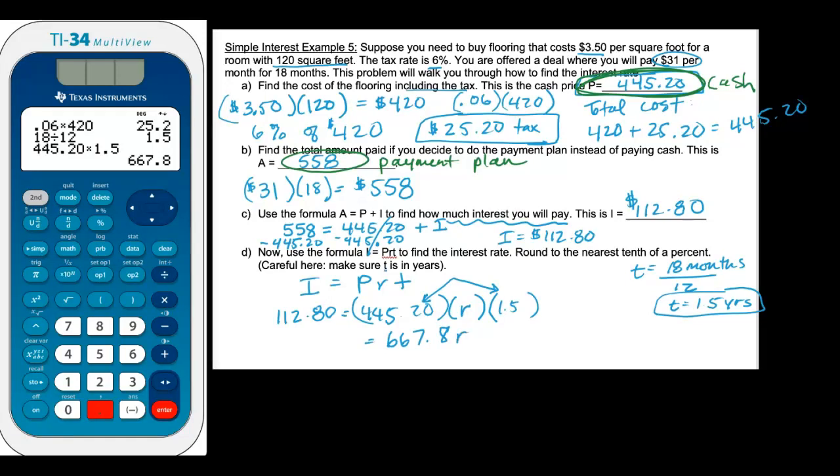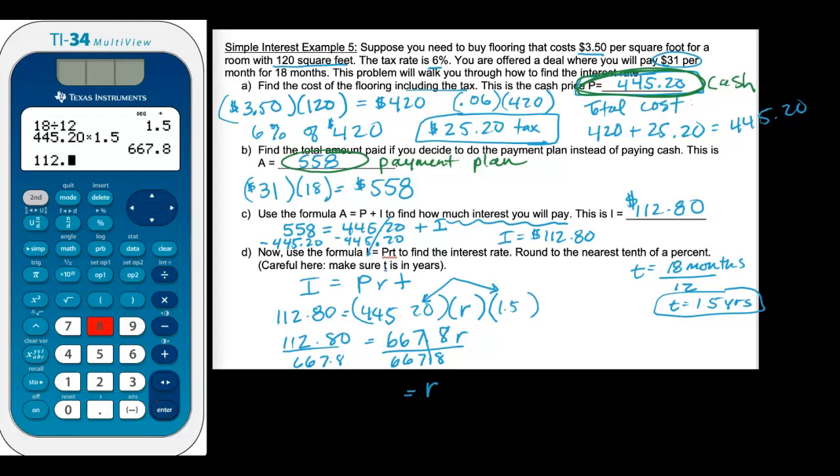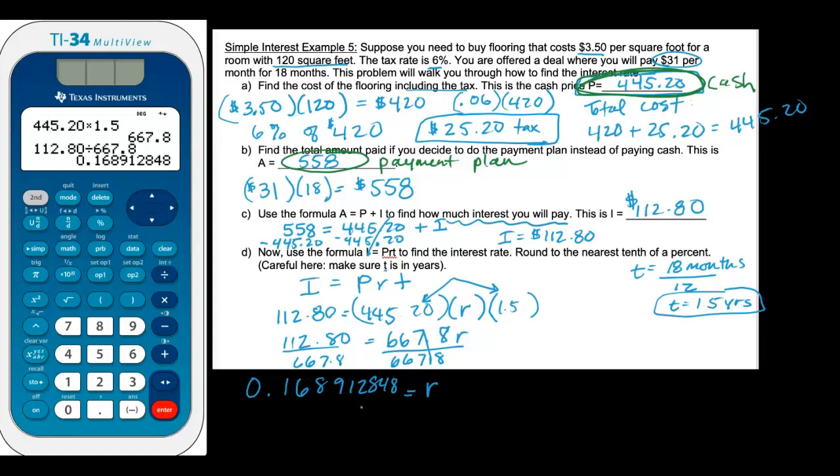So we get 667.8 R equals 112.80, and then I'm going to divide both sides by 667.8. Okay, and then I'm left with R equals 112.80 divided by 667.8. I've got a long number, and just like in previous examples, we're going to write down this long number first before we do any rounding: 0.168912848. So we write it down, and then I'm going to convert it to a percent.